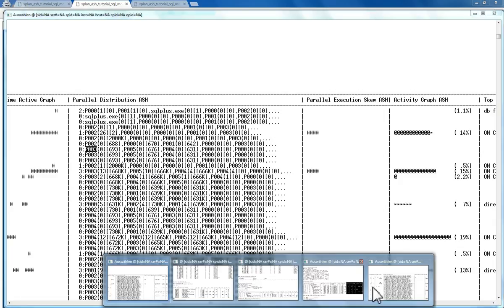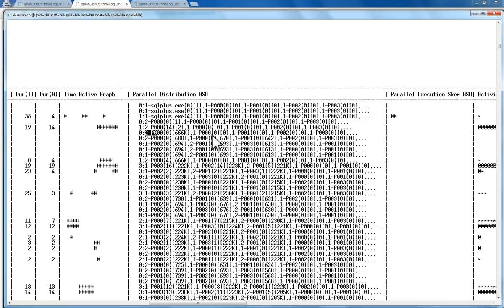Yeah, so that is the only significant difference for a cross-instance parallel execution, that you get this instance prefix.